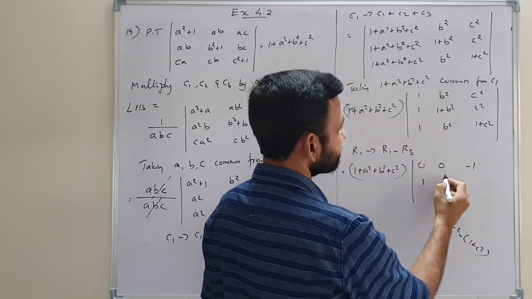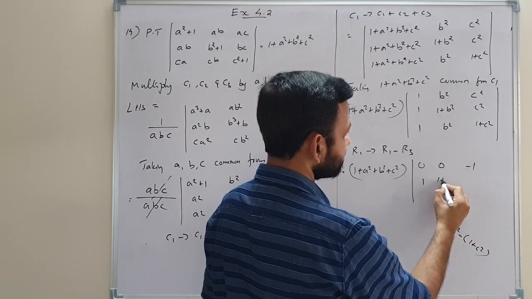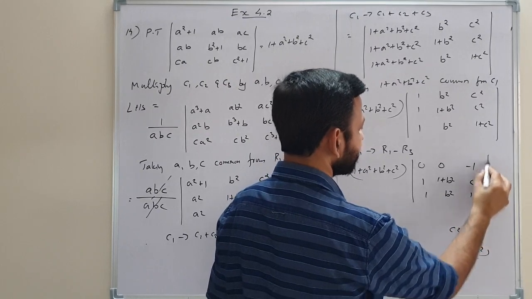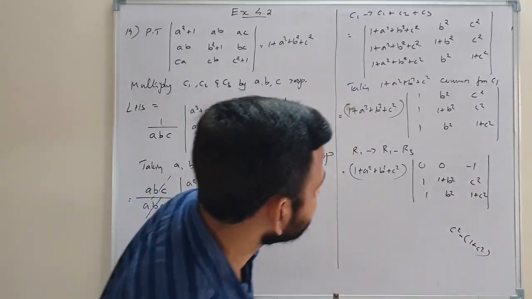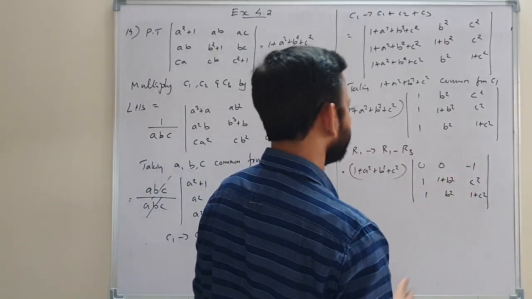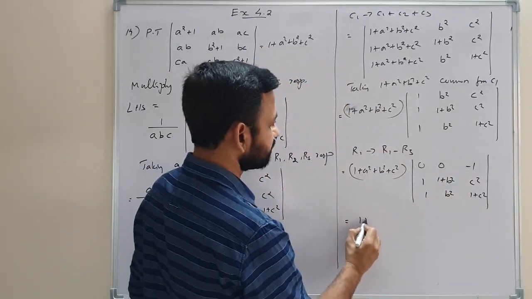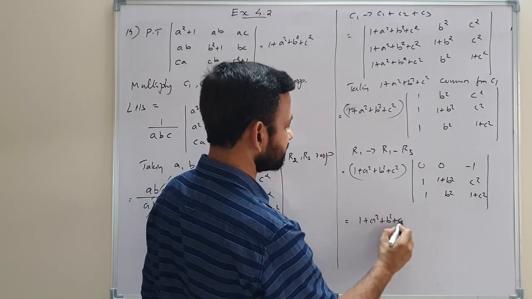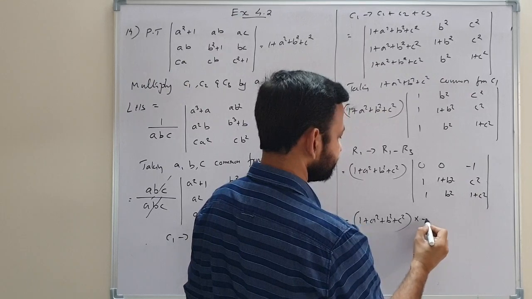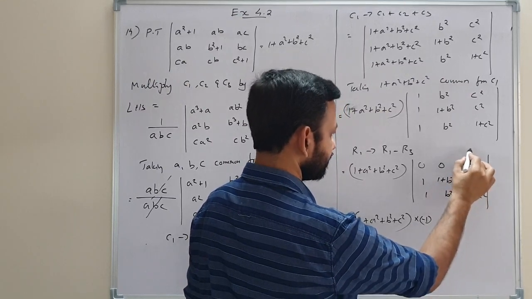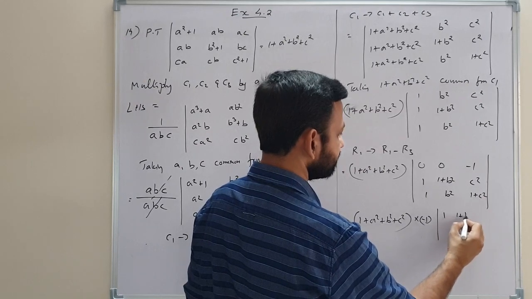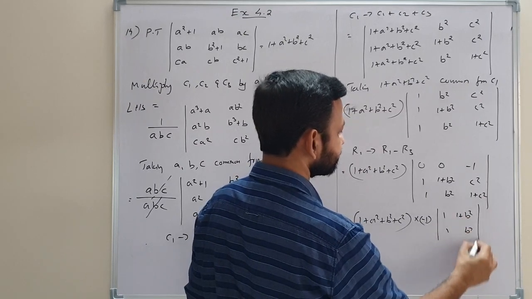1 plus b square, c square, 1 b square, 1 plus c square. Now we have 2 zeros here, so we can reduce that determinant into 2 by 2 form. That is 1 plus a square plus b square plus c square, then minus 1 into, deleting the determinant, 1 plus b square, 1 b square.